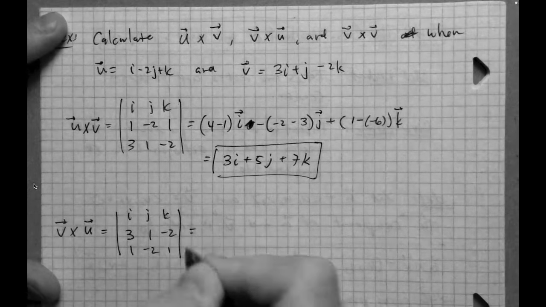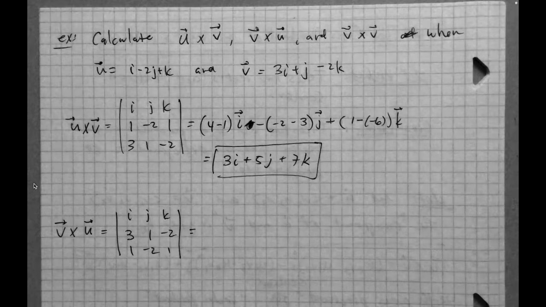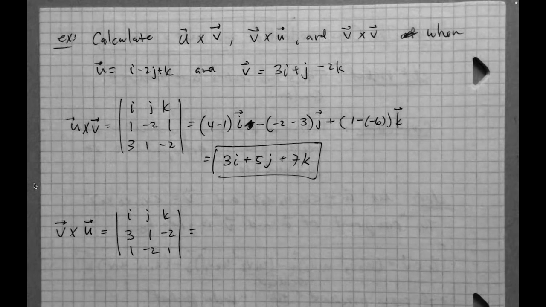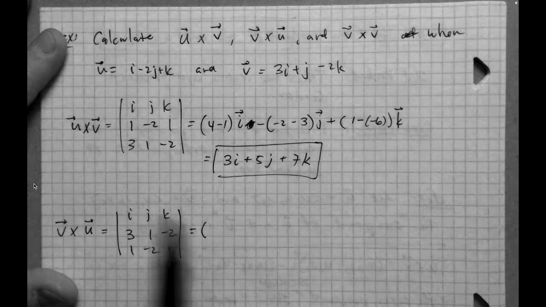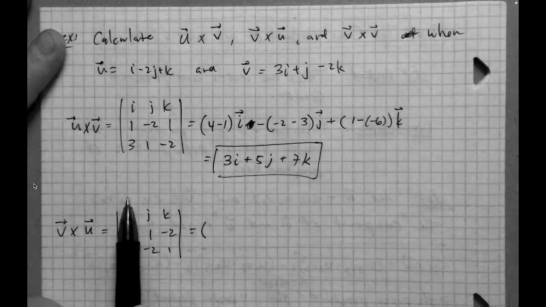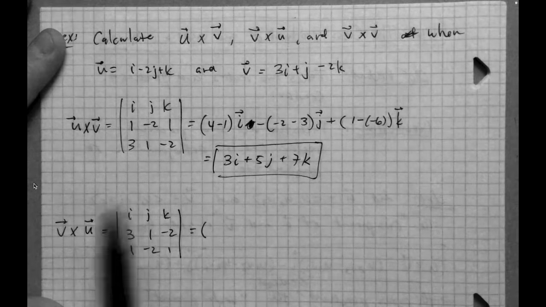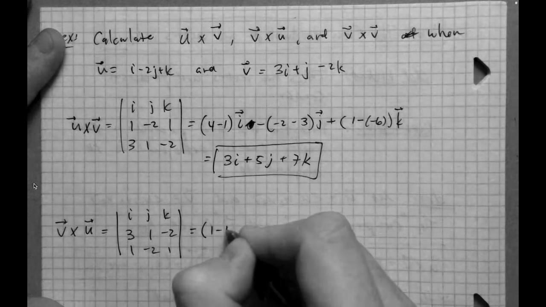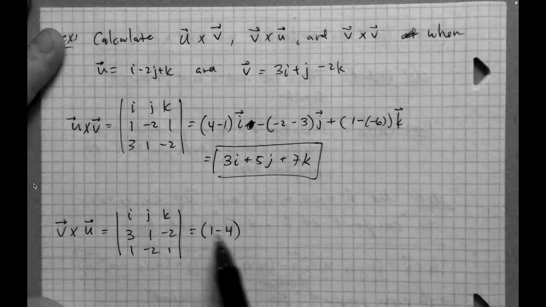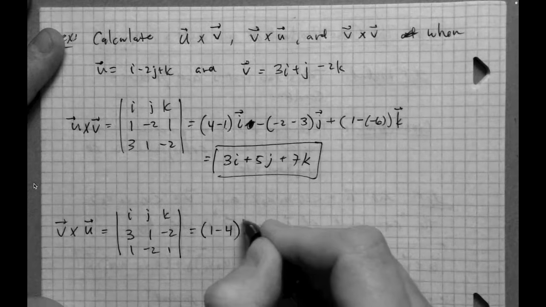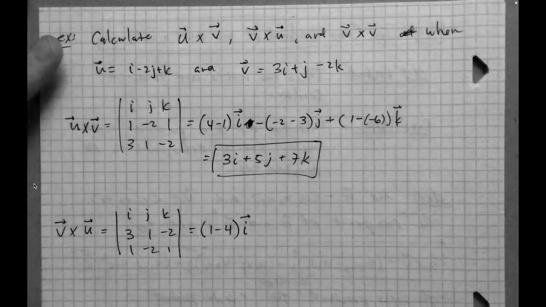All right, so you may think that u cross v and v cross u are the same thing, but it turns out they are not. Let's see how they are different. For the i, I would hide this, and I would go 1 times 1 minus negative 2 times negative 2. So that's 1 minus 4. Right? So you can see that they're flipped. So it's 4 minus 1 here, it's 1 minus 4 here. Obviously going to give you different answers, right?